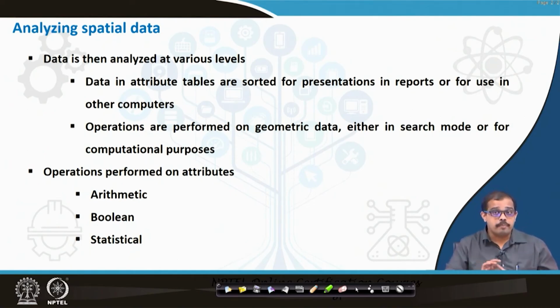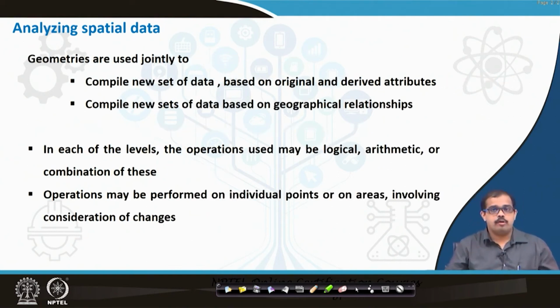Operations are performed on geometric data either in search mode or for computational purposes. So, when you are looking at operations, I spoke about operations performed. When you are speaking about operations, it can be either arithmetic operations, Boolean operations or statistical operations. When we say operations, I am very specific about operations between attributes, operations between attribute and the created information. So, that is called an operation. So, when I am looking at those operations, it is either arithmetic, Boolean or statistical.